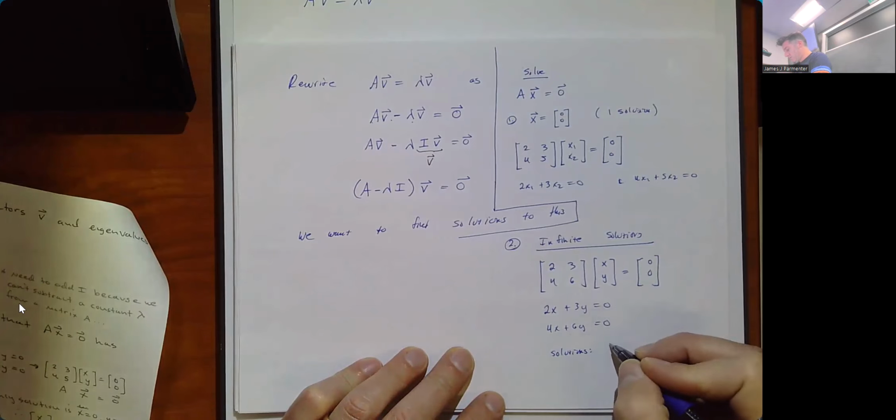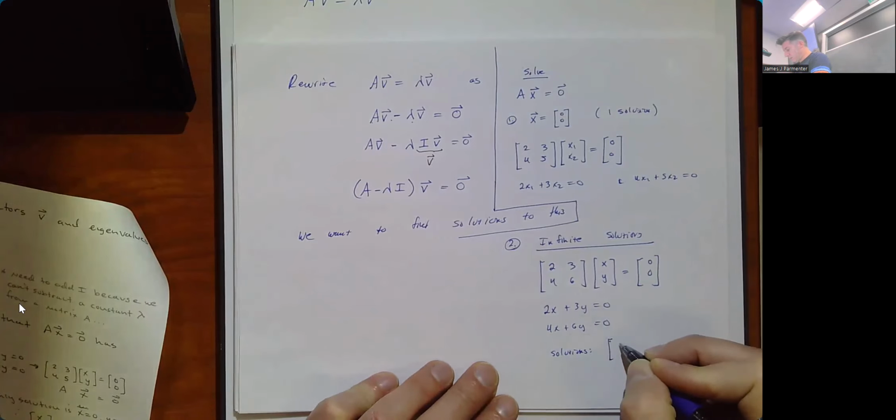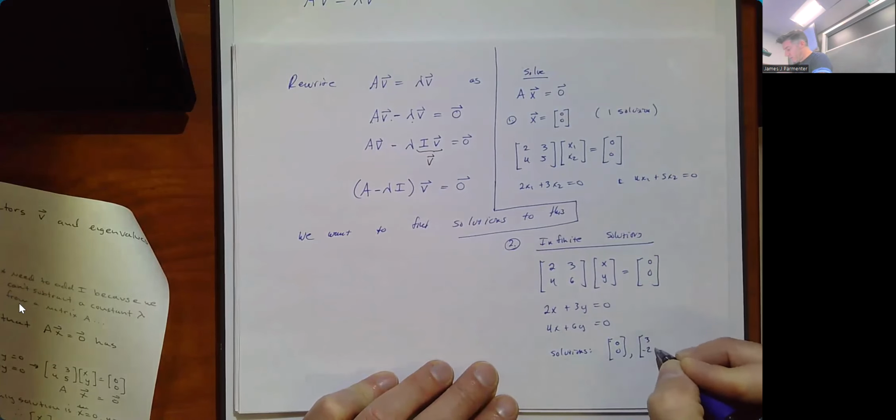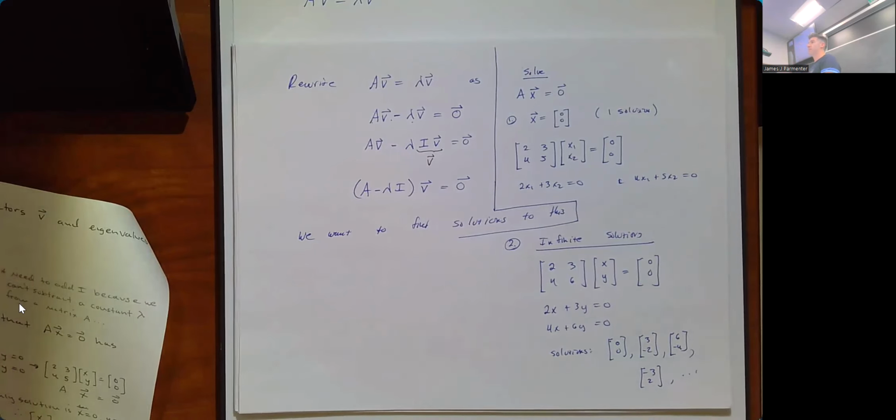Solutions are, let's write it this way. 0, 0, or x could be 3 and y could be negative 2, or x could be 6 and y could be negative 4, or x could be negative 3 and y could be positive 2. Literally, the list goes on forever and ever. Okay.